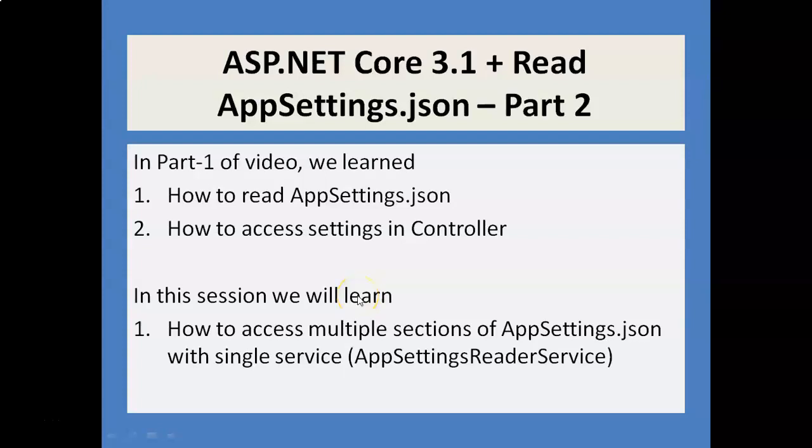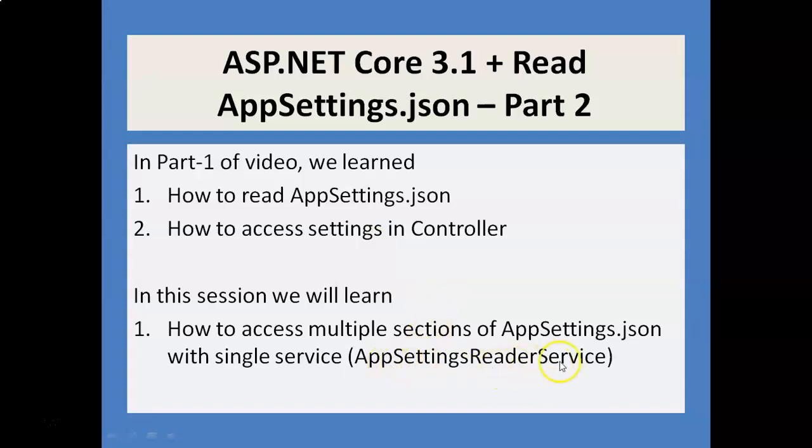Hello friends, in part 1 of the video we learn how to read appsettings.json and how to access settings in the controller. We use IOptions to read sections in the controller. So if we have multiple sections in appsettings.json, we need to inject multiple IOptions in the controller. So in this session we learn how to access multiple sections of appsettings.json with a single service.